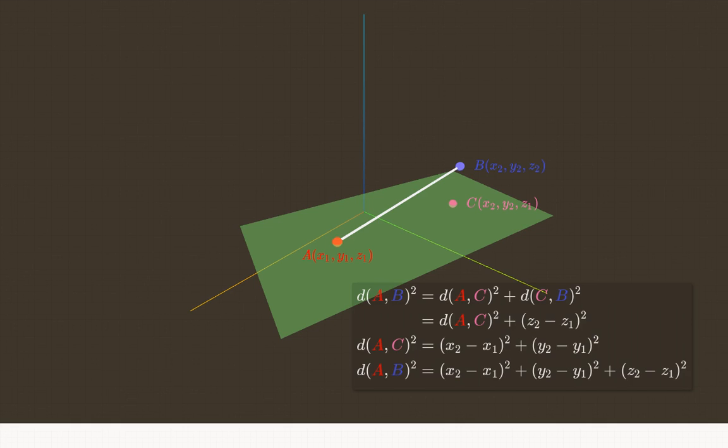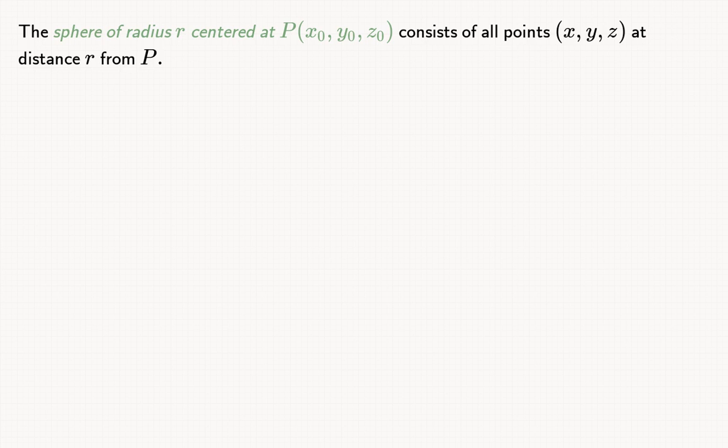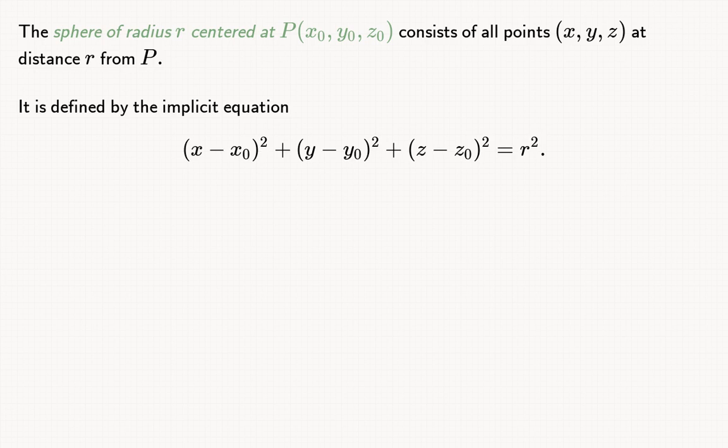One application of this formula is it lets us write down the equations for spheres. So by definition, the sphere of radius r centered at a point P consists of all points of distance r from that point. So if P has coordinates x0, y0, z0, then by the formula we just worked out, this translates to (x - x0)² plus etc. with all the other coordinates equals r².